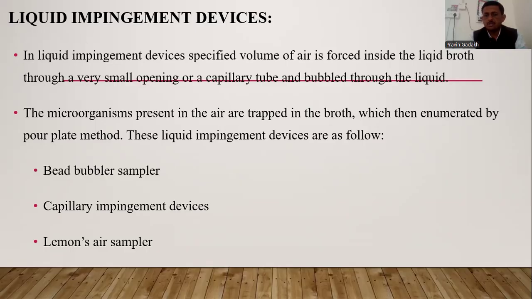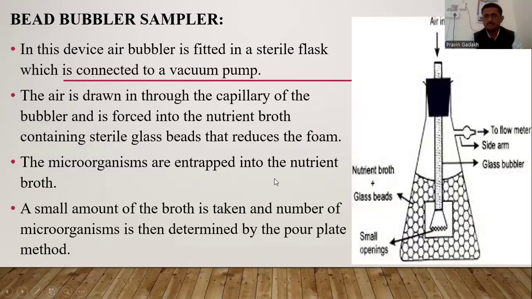These different liquid impingement devices are the bead bubbler sampler, capillary impingement devices, and Lehman air sampler. These are the mostly used examples of liquid impingement devices. Here, microorganisms are forcefully entered into the capillary tube or the different assembly designed for the different devices, and we count the microbial growth by means of the pour plate method. It is again one of the methods for the isolation of pure culture. So let's start with the bead bubbler sampler.